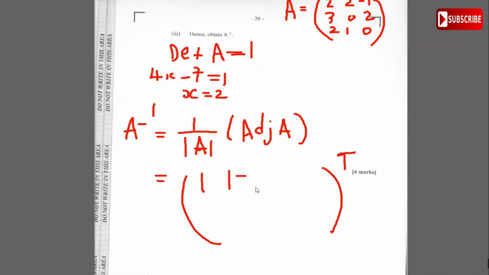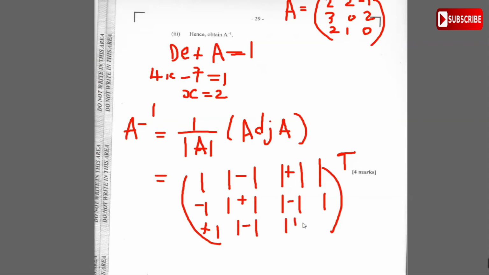Plus, minus, plus, minus, plus, minus, plus, minus, plus. All right, nice and easy.